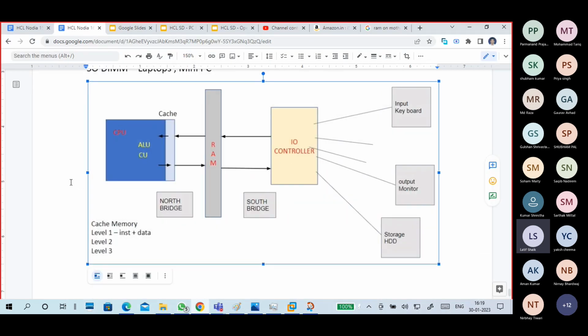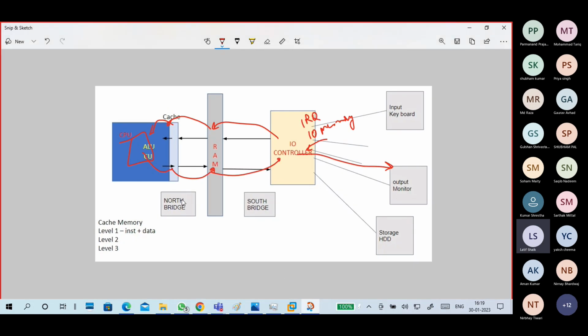What happens? We can't give input to the CPU directly, guys. The input is taken by the I/O controller and it will send your instructions, data, or any information to be loaded into RAM only. RAM will load information to the CPU, the CPU processes it and gives it to RAM, and RAM gives it to the I/O controller. There is one more point, guys: this is the north bridge. The north bridge takes care of communication between CPU and RAM. Communication between CPU and RAM goes through the north bridge only.